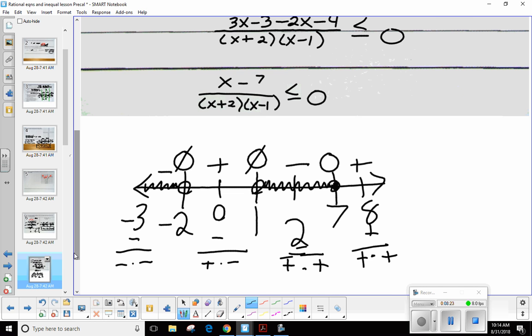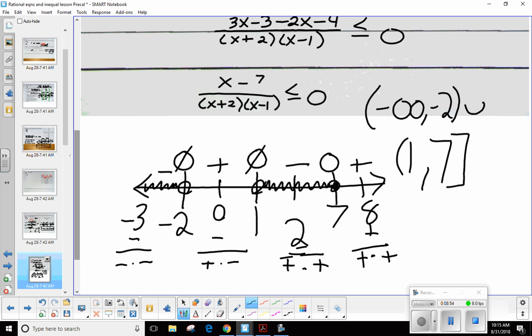Yes. Okay, I want to emphasize the sign chart is your work, but your answer is the interval notation, using the parentheses and the brackets. So -infinity to 2. Union. And the 7 has the bracket. Perfect. That's it. Any value of x I choose out of either of those two intervals is going to make this a true statement. That's what we're looking for.